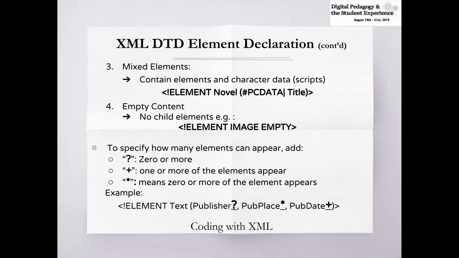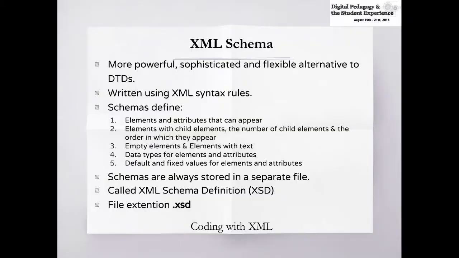You can also specify how many elements can appear by adding one of the following symbols. The question mark means that you can add 0 or 1 of the elements. The plus sign means that you can add 1 or more of the elements. The asterisk means that you can add 0 or more of the element. And here's an example. XML Schema is a more powerful, sophisticated, and flexible alternative to DTDs.